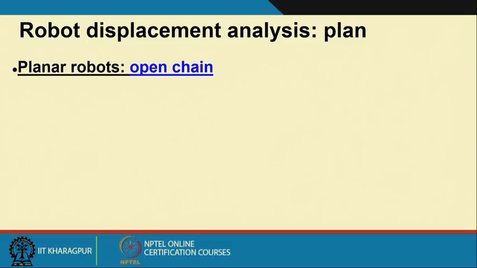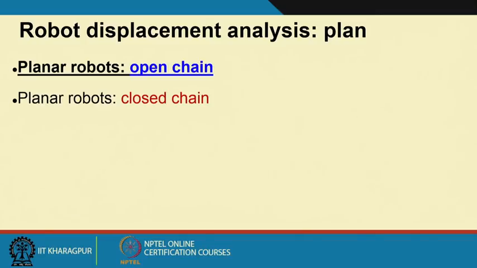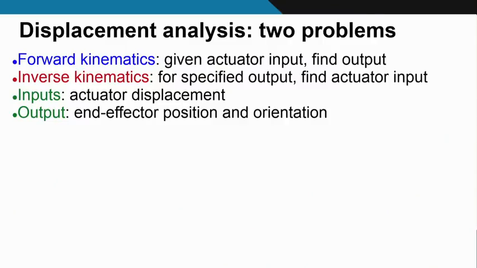So, our plan is that we are going to look at the planar robots open chain, then subsequently we are going to look at closed chain planar robots. As already discussed before, the forward kinematics and the inverse kinematics problem for kinematic chains is that in the forward kinematics we are given the inputs or the joint angles, maybe joint displacements, and we have to find out the output motion. The inverse kinematics is just the reverse. We are given the end effector position and maybe orientation, and we have to find out what should be the actuator displacements.